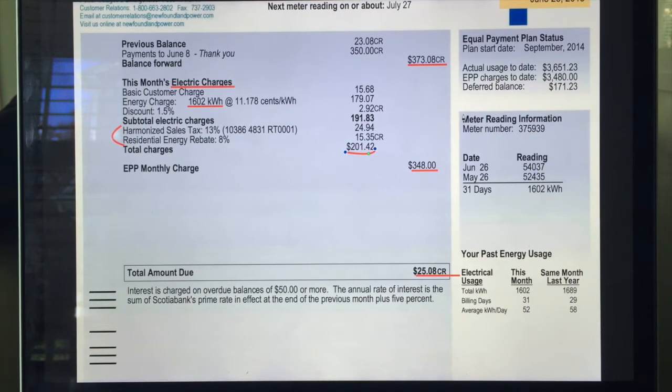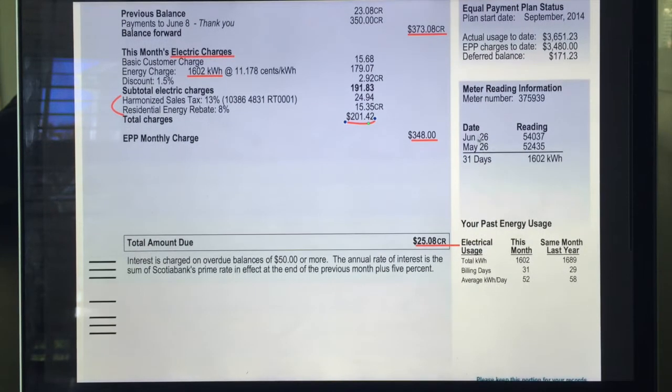So the next block here talks about your actual meter reading. So you can see here your meter number and also the 2 dates on which your meter was read and what the actual meter reading was. So these were actual readings. I'm sure many of you are aware that sometimes, depending on if the meter reader can't access the meter, you'll get an estimated reading.